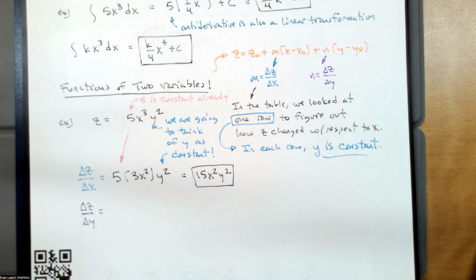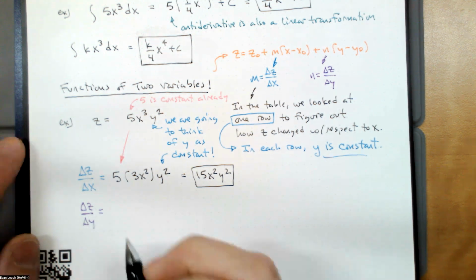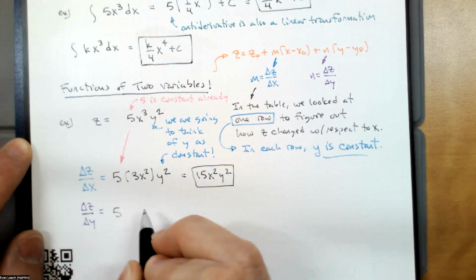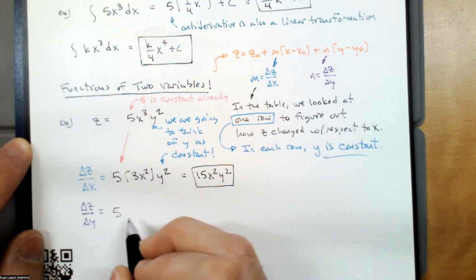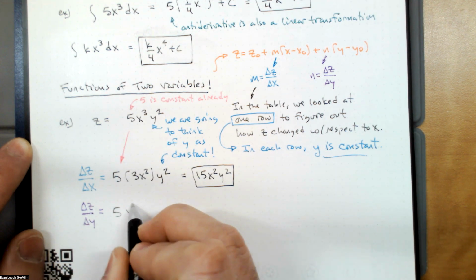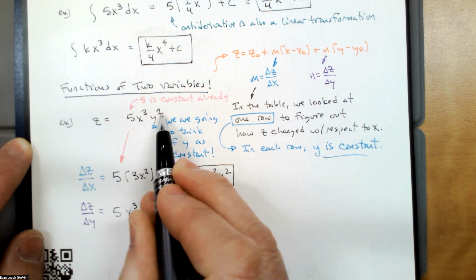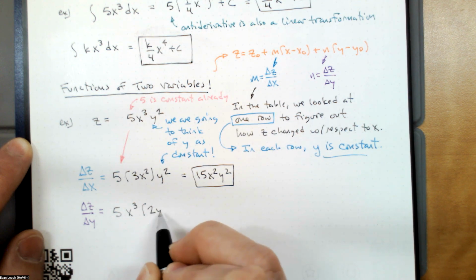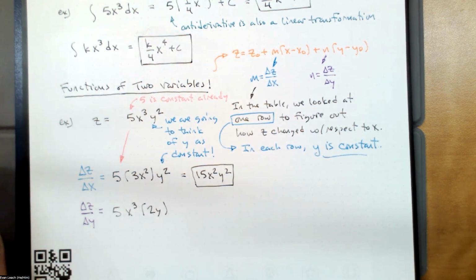We'll apply the same thinking. If I want to know dz dy, 5 is constant. We just keep it. X to the third is constant with respect to y. The derivative of y squared is 2y to the first. Applying the same thinking, just switching the constant from y to x, and switching the variable from x to y.